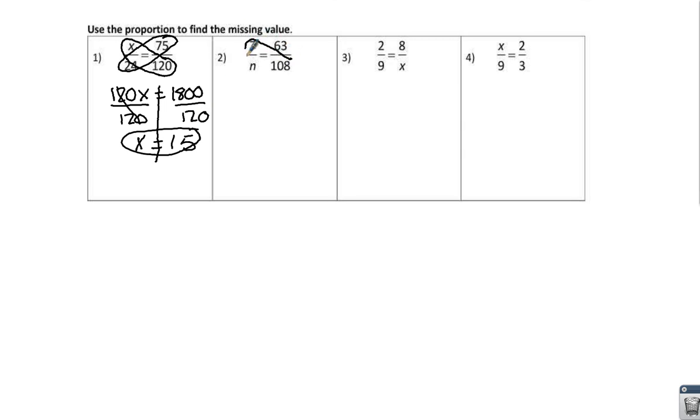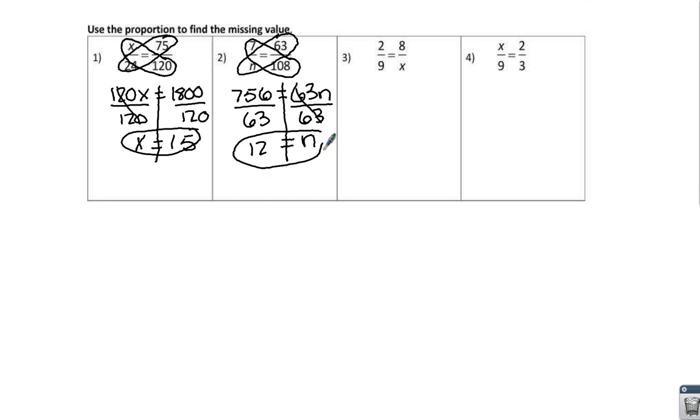Okay, moving on to number 2, we're going to start by cross multiplying. So we're going to do 7 times 108, and we get 756 equals n times 63. And the number always comes first, so it's just 63n. And now it's just like an equation. So we're starting on the side with our variable, which is this side. We are multiplying, so the opposite of multiplication is division. So we're dividing by 63 on both sides. Cross out what you use, bring down what you have left. 756 divided by 63 is 12. So n equals 12.